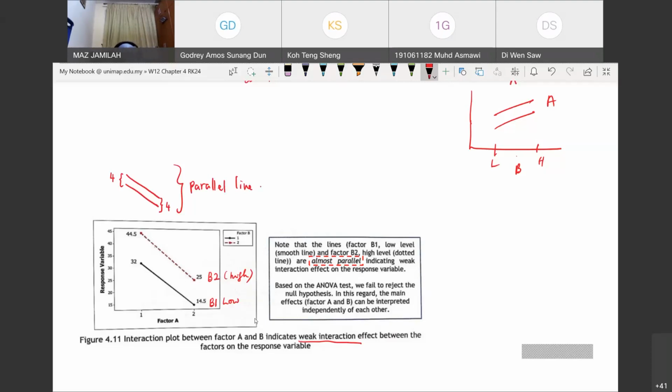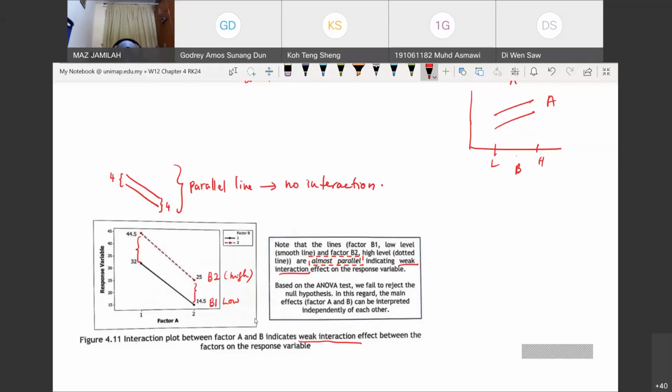Okay, but in this case, they are not really parallel, because if you deduct this particular value, you will have different values of difference between these two lines. So we can see almost parallel, indicating weak interaction. If you have parallel lines, it means no interaction. If you have almost parallel lines, that's why we call it weak interaction.